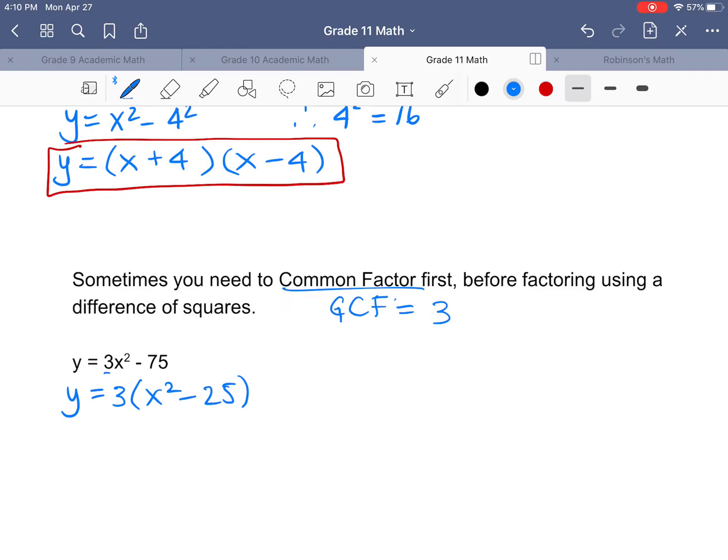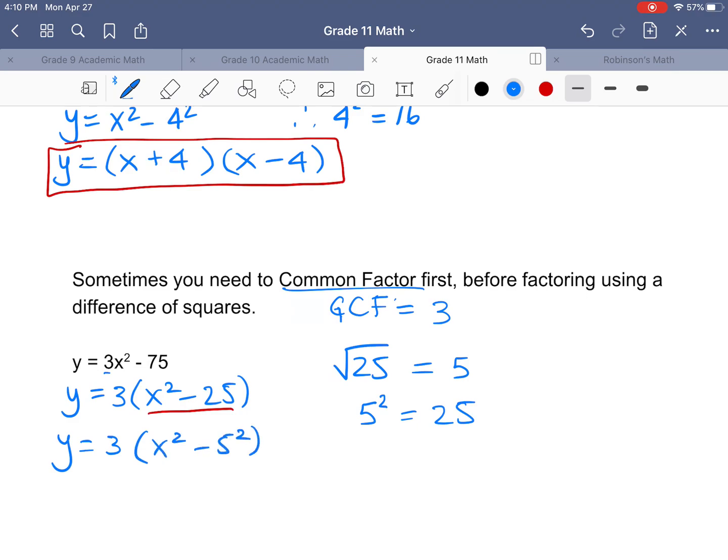Okay, so we've done the common factoring. Now we need to see, can we write this as something squared minus something squared? And I mean this part here in the brackets, right? We have the x squared already, but what about that 25? So we're going to take the square root of 25, if we're not sure. That's going to give us 5. So that tells us that we can write 5 squared, and that is equal to 25. So y is equal to 3 times x squared minus 5 squared.